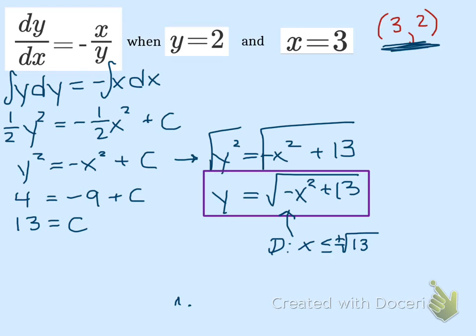But our solution here is going to be y equals square root of negative x squared plus 13, given the initial condition here. And that's it. That is separation of variables.